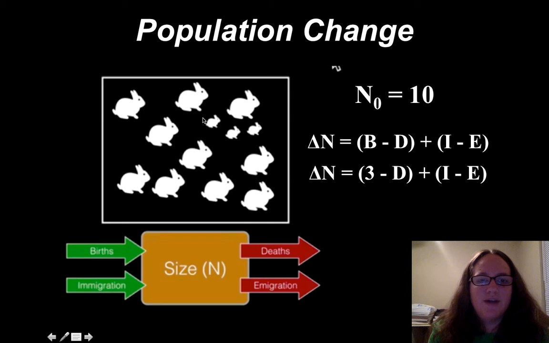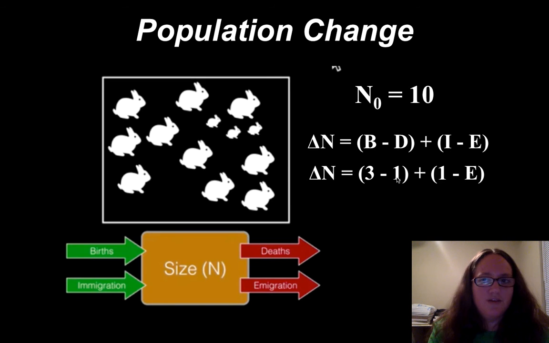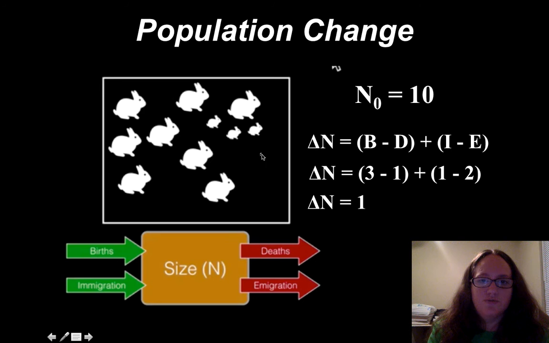So you'll notice that this rabbit had 3 babies. So your births is 3. And then you'll notice that this rabbit that was right here now died. So we took 1 away. That was our deaths. So how many rabbits are going to immigrate? They're going to come in. Oh, well, we have 1 that just popped in over here. And then how many rabbits are going to emigrate? They're going to leave. And that was 2. So we had 2 rabbits over here. So our population change, our change in N, that's what this delta stands for, is 3 minus 1 plus 1 minus 2. And when you calculate that, you end up getting a change of 1. So our population change in this situation is only 1.